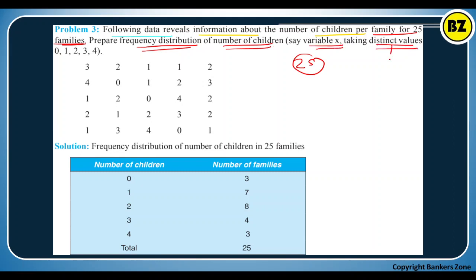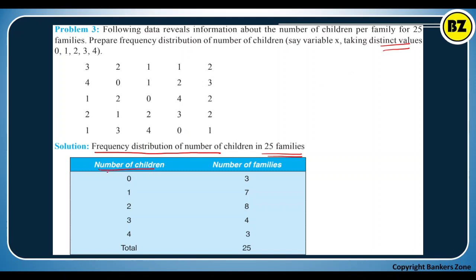Okay, so when they state distinct values, it means we have to create a discrete form. Now see, this is the data: 1, 2, 3, 4, 5. So 5 by 5 means 25 families' data they have given. Very easy. Now we have to find the frequency distribution of 25 families. Distinct value means we have to prepare the discrete form.